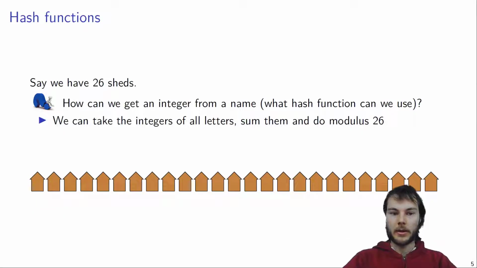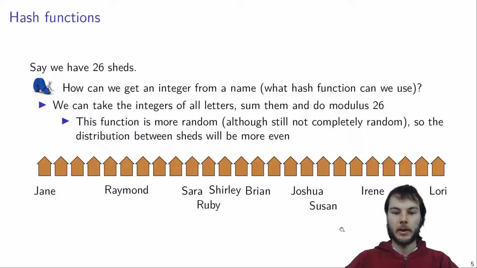So another way to do this is we can take integers of all the letters in the name, and then sum them, and then at the end do modulus 26. So we get at least a number from 0 to 25. And that already works a lot better, right? All the names are in a different shed. Sometimes because they are close, the names are still put below each other. But each name is in a different shed now.